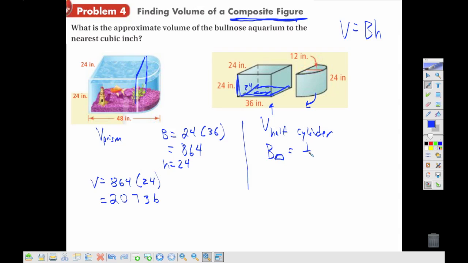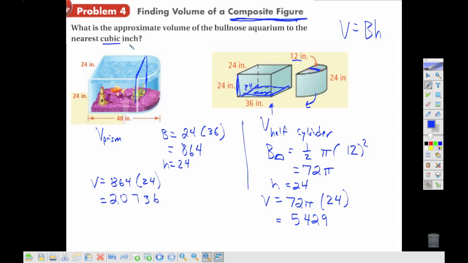On the half cylinder then, I would want to think of my base as being a half circle. So think of my base, a half circle, as 1/2 pi times my radius squared. Looking up at that picture, the side is 24, so my radius, which is actually marked, would be 12. That would also give me 72 pi. My height of that one is also 24, so if I want to find the volume of my half cylinder, it's going to be my base of 72 pi, which we already took the half there. We don't have to worry about this being a half cylinder anymore. Our base is a half circle. We multiply it by our height, and that's going to be about 5,429.